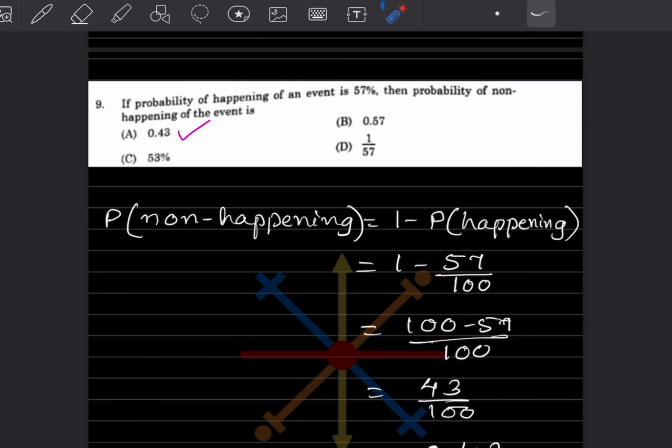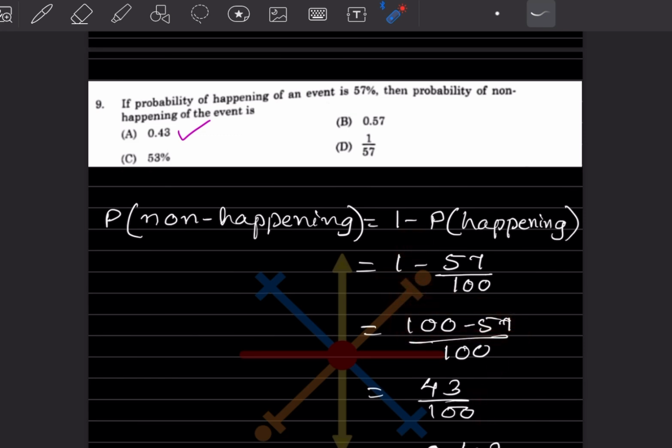If probability of happening of an event is 57%, then find the probability of non-happening of the event. Probability of non-happening will always be 1 minus P of happening. So 1 minus 57%. Whenever there is a percentage, you have to divide by 100. So 57 by 100. We will take the LCM here, so that will be 100 minus 57 by 100. So this is 43 by 100.